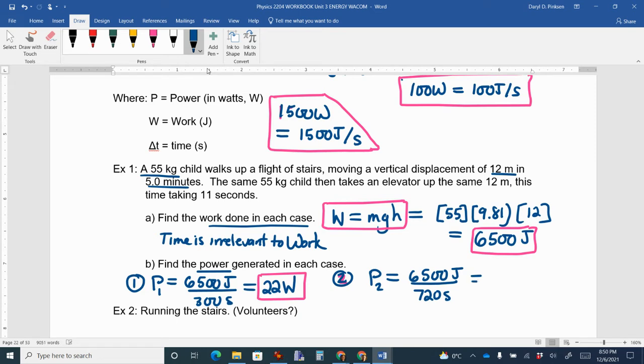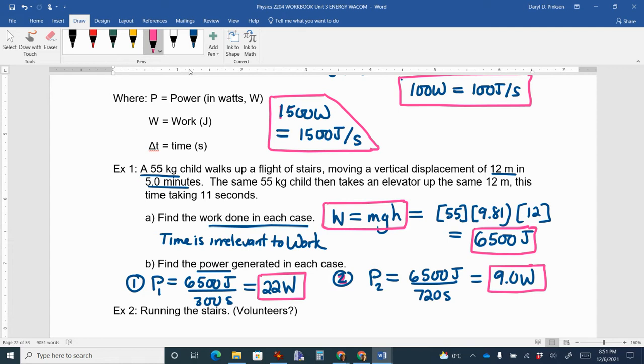But now we're going to divide it by 12 minutes, which is 720 seconds, because there's 60 seconds in a minute. So now we've got 6,500 divided by 720, and that's going to be 9.0 watts. So work done, the same, power different. Running up a flight of stairs requires a lot more power than just walking up a flight of stairs.